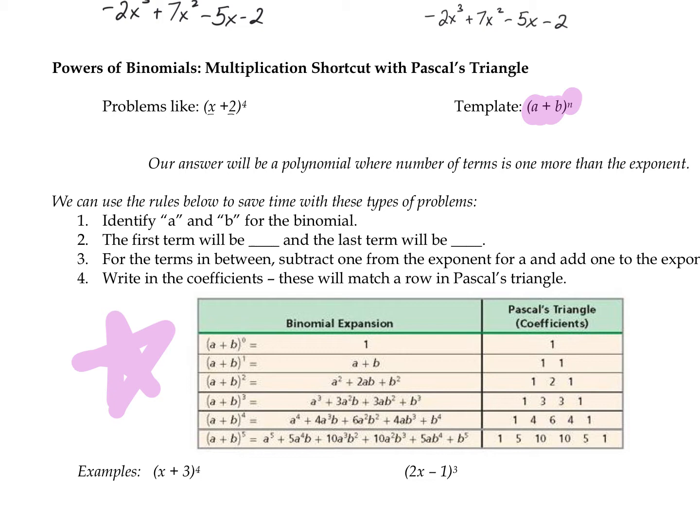Our answer will be a polynomial where the number of terms is one more than the exponent. I'm going to write that down, right? Terms is n plus 1, where n is our exponent. Our first term will be our a value, which I'll talk about more in a second, to the n, and the last term will be b to the n. And then we follow a couple different patterns to help us simplify. So let me talk through an example here to identify those patterns.